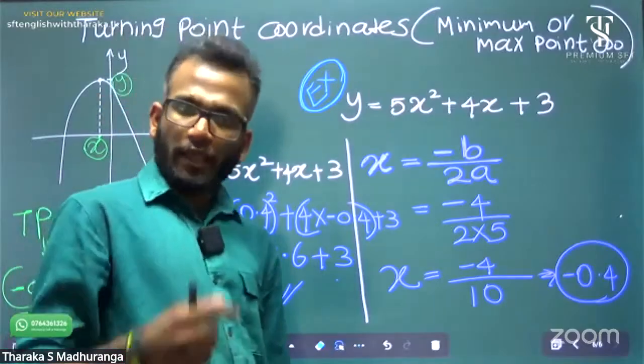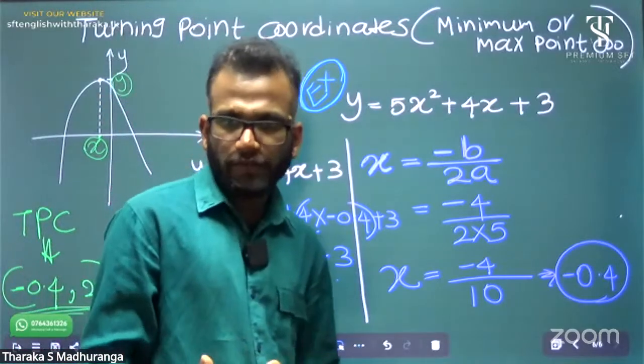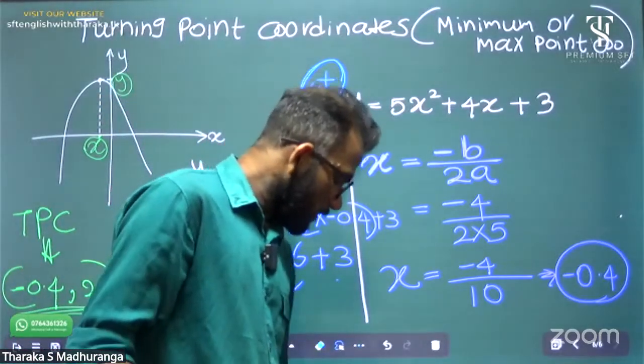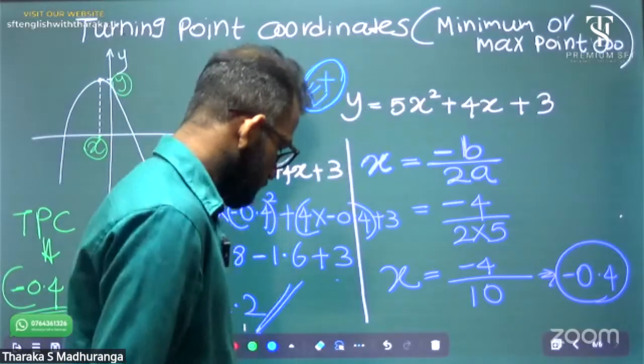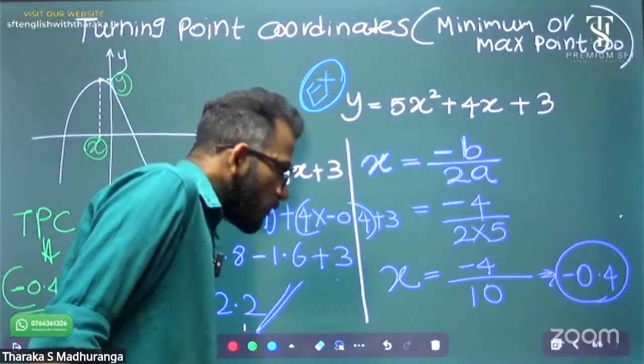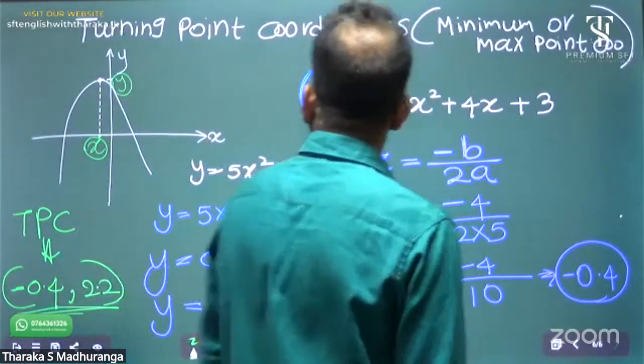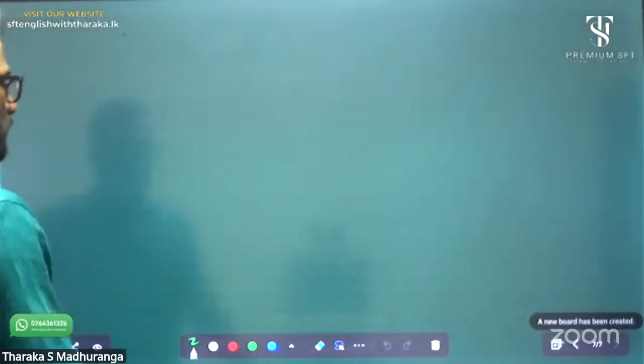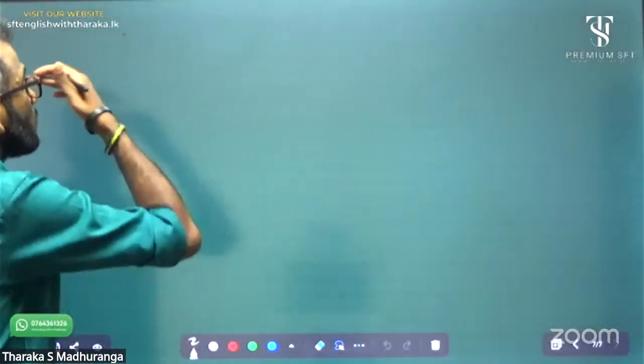Now you can get the x coordinate and y coordinate of the turning point. They are the turning point coordinates. How to calculate? Let's take another example.